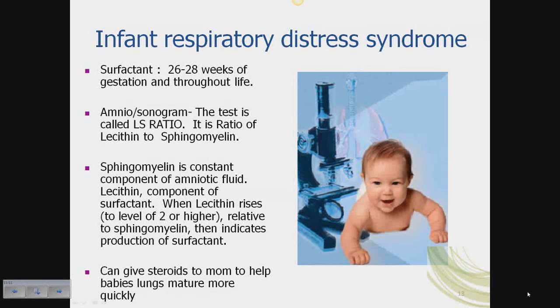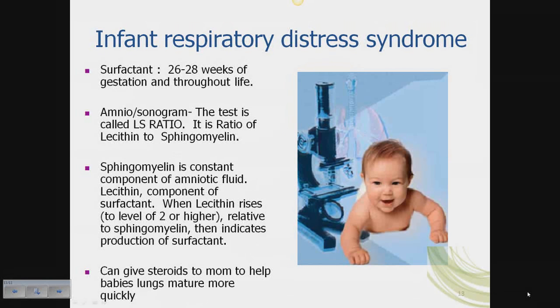And if we're worried about a mother having preterm labor and delivery, we can do an amnio and a sonogram, and this test is called the LS ratio. It stands for lecithin to sphingomyelin. The sphingomyelin is a constant component of amniotic fluid, and the lecithin, as you learned, is part of the surfactant, the dipalmitoyl lecithin. So when the lecithin levels rise to a level of 2 or higher, that means their ratio is 2 or more above sphingomyelin, then that indicates that there is production of surfactant and the baby's lungs are mature.